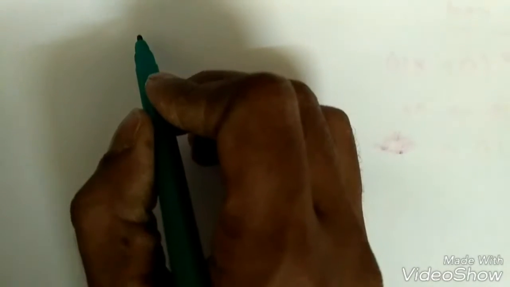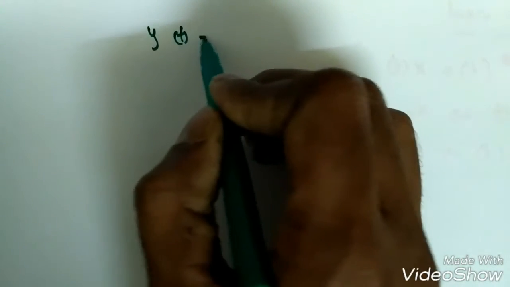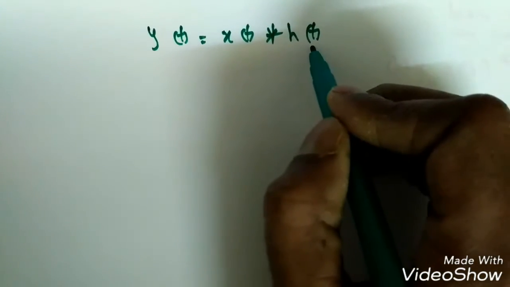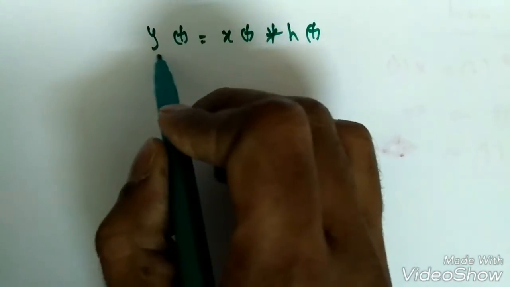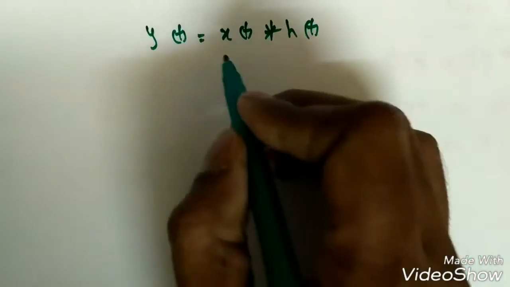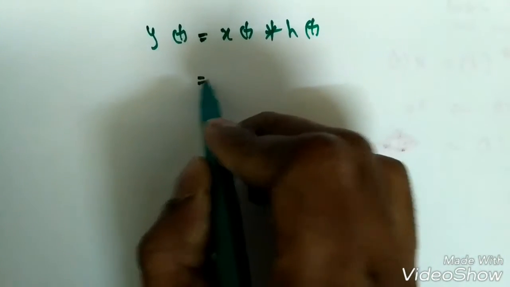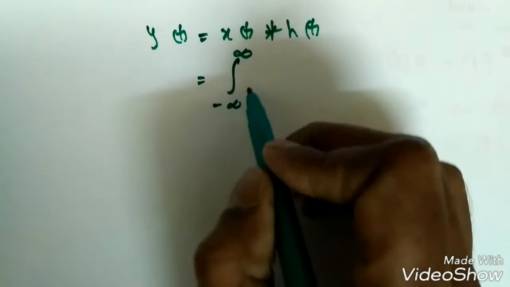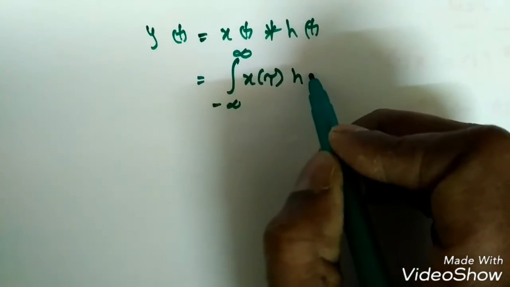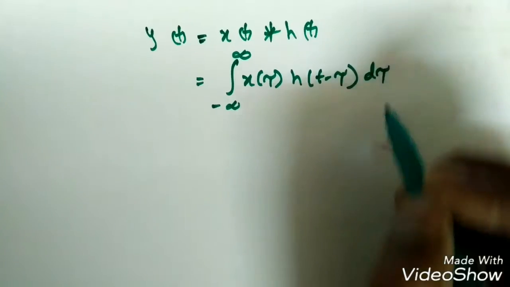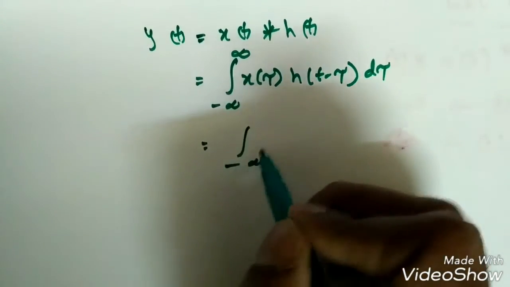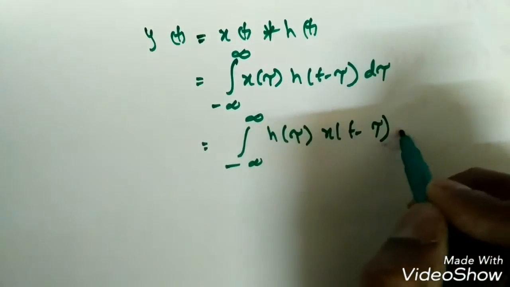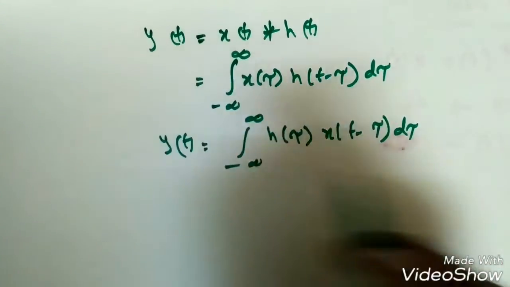We know that for any LTI system, the output response y of t is the convolution of x of t with h of t, which is the system response. This is the system response, this is the output response, and this is the input. Now the convolution integral is the integration from minus infinity to infinity of x of tau h of t minus tau d tau. This is one way, or the integration from minus infinity to infinity of h of tau x of t minus tau d tau. This is y of t.